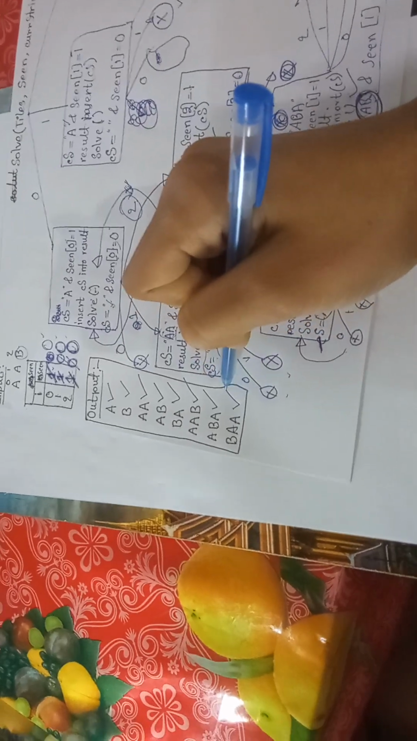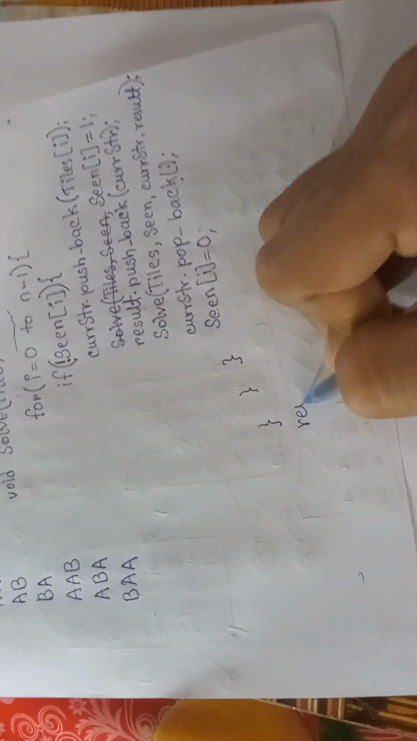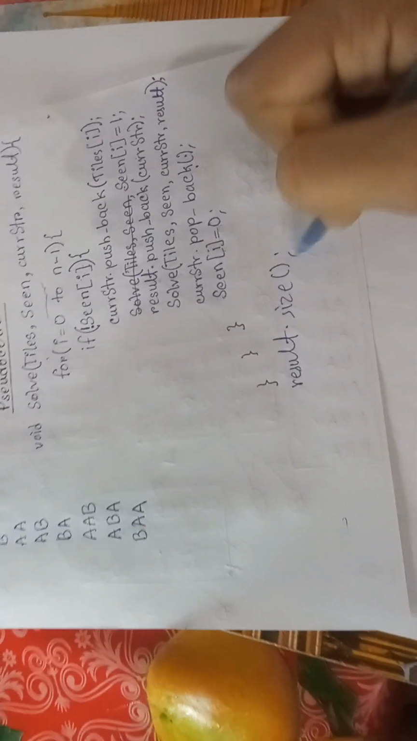Next, same steps are going on, and I will get all the outputs, and at the end I will just return the result dot size, like here in this pseudocode. I'll just return the result dot size, and this will be my answer.